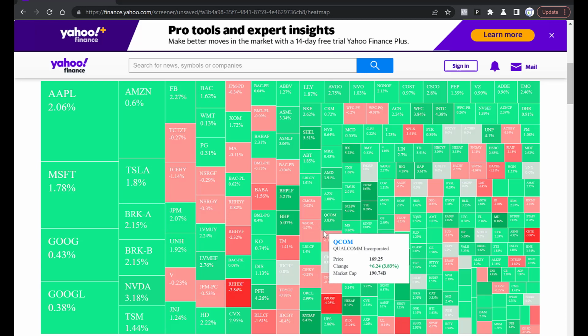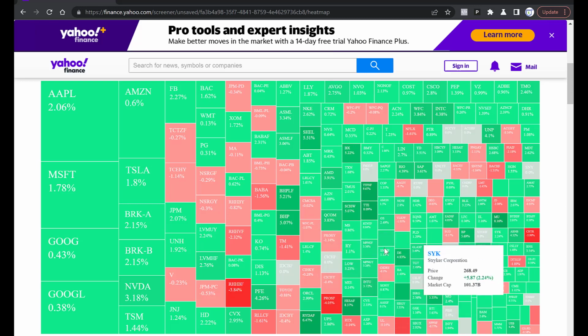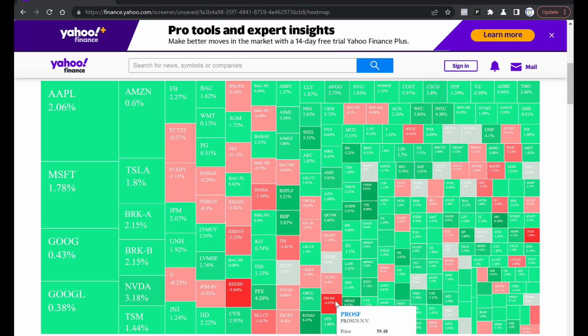So number one, what do you notice? Notice there aren't a whole bunch of deep red squares. Again, these are less risky. They're already established. Apple's not going broke any time soon, whereas a company that is only $9 a share, it doesn't take much for you to lose all your value, or at least half of it, right?